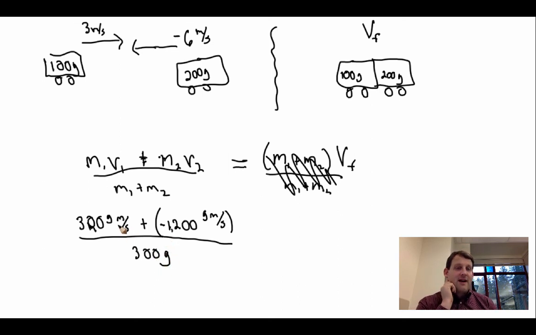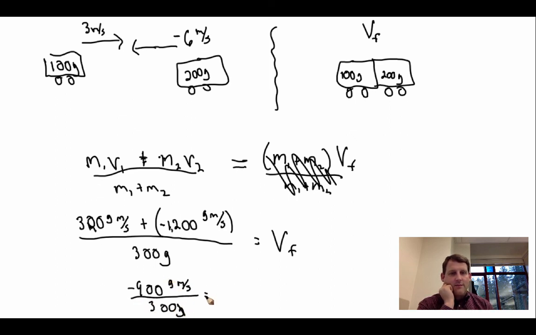Now before I can divide, I got to take care of this math on top. That's equal to the final velocity. I end up with a negative 900 gram meters per second divided by 300 grams, equals the final velocity. Grams cancel. And I have 900 divided by 300. Of course, that's a 3, and it's a negative 3 meters per second.